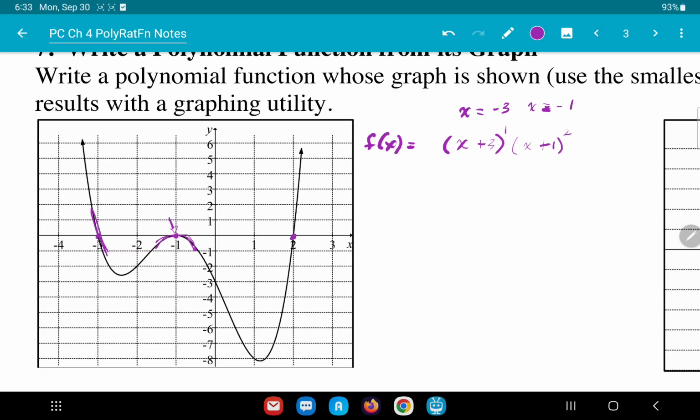From there, we have our last root at x equals 2. Since x equals 2, that must mean that its factor is x minus 2. And we again see the graph passes through, so that's a degree of 1 again.